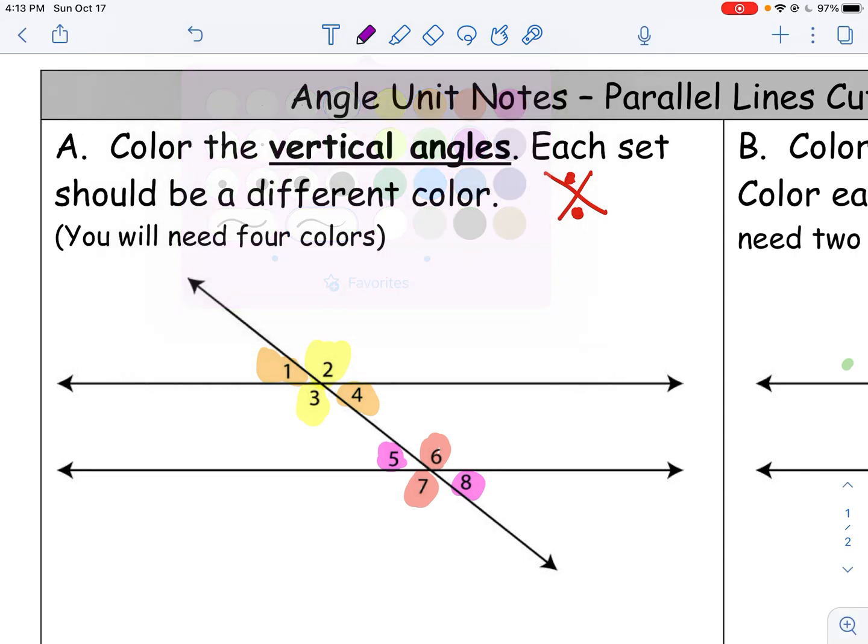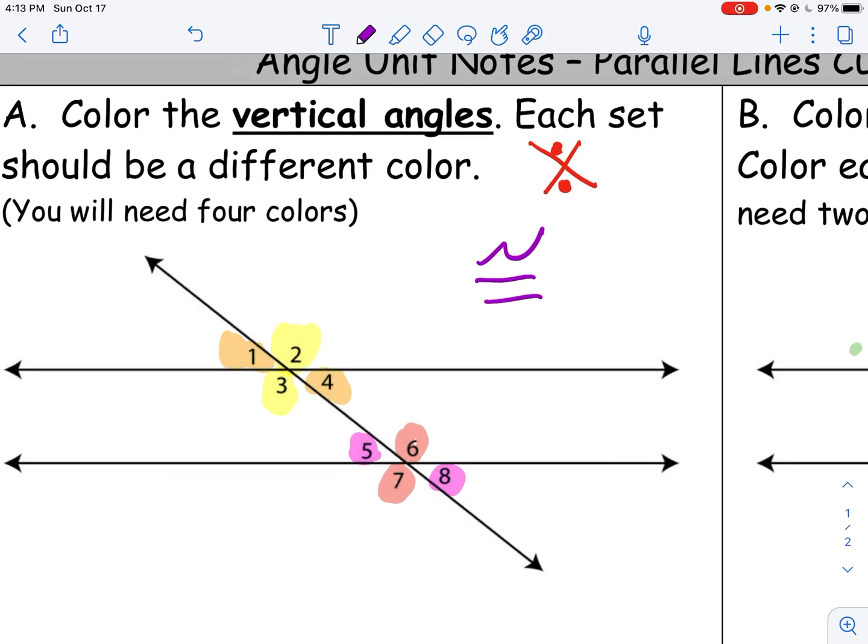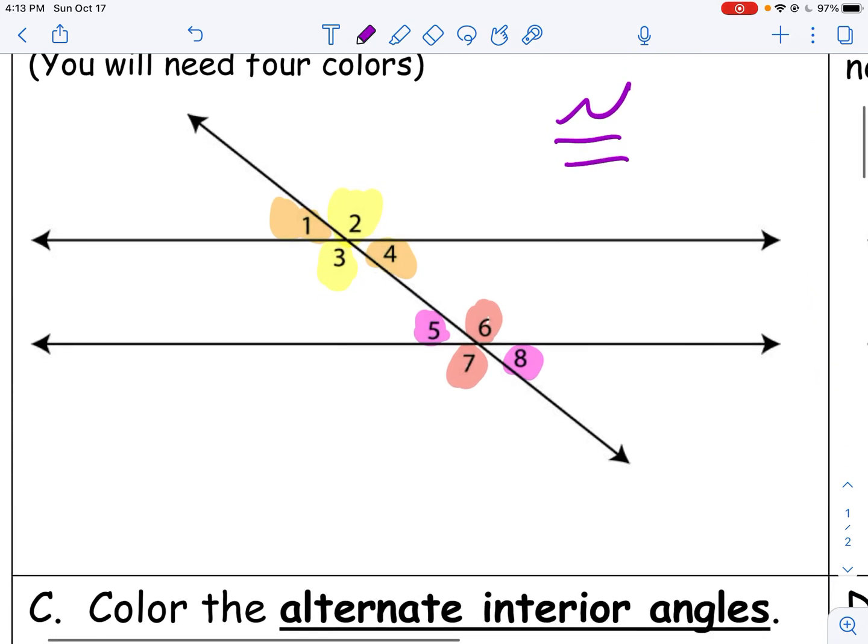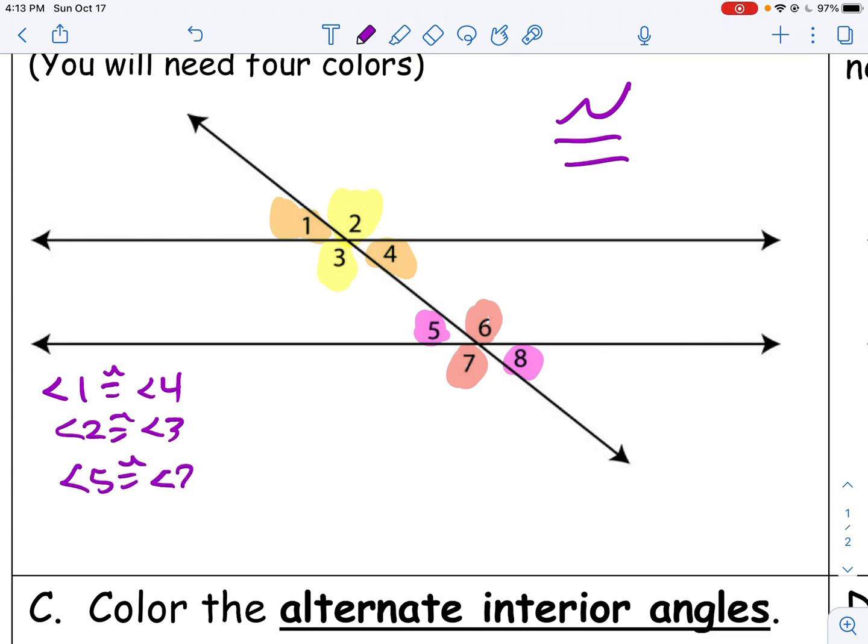When you have vertical angles, they are congruent to each other. So angle 2 is congruent to angle 3. Angle 4 is congruent to angle 1. So angle 1 congruent to angle 4. Angle 2 congruent to angle 3. Angle 5 is congruent to angle 8. And angle 6 is congruent to angle 7.